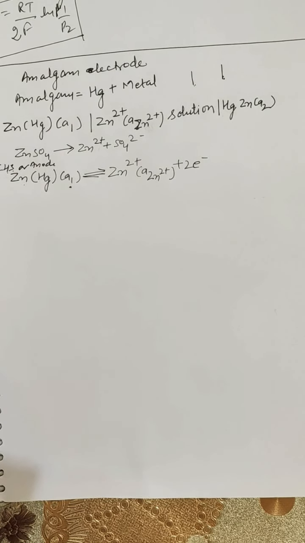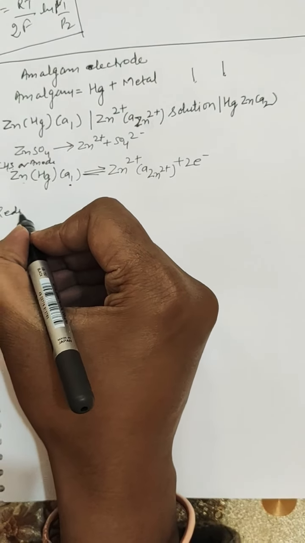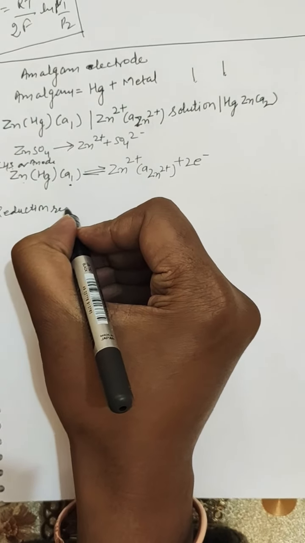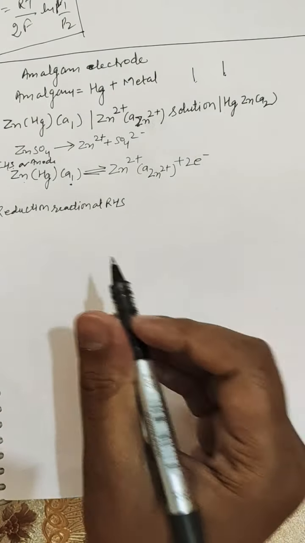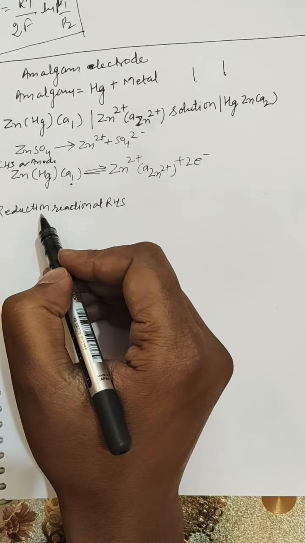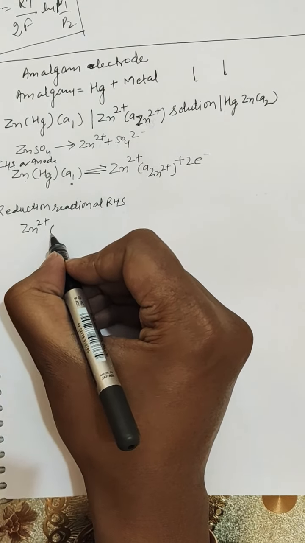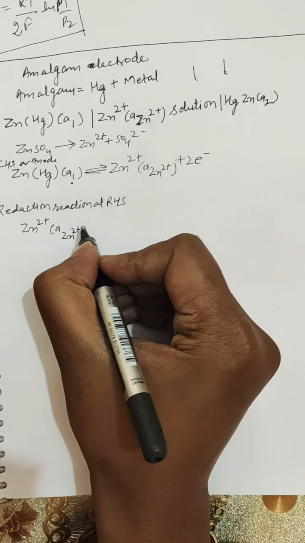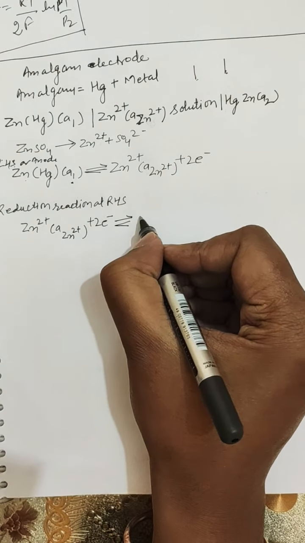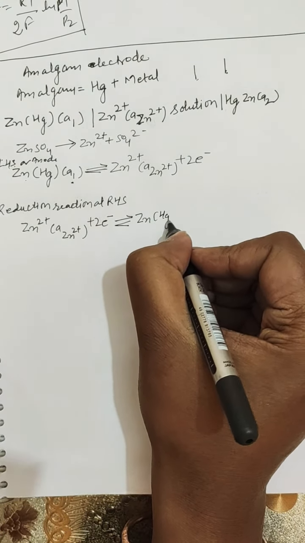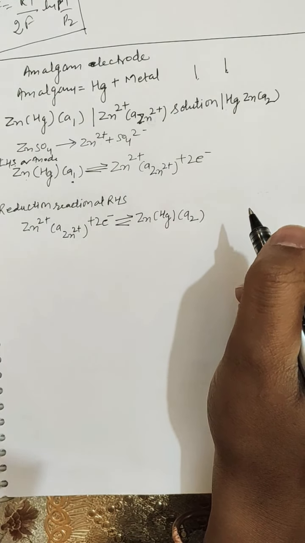So next is the reduction reaction at the right hand electrode, that is at the cathode. Reduction takes place at the cathode, and the reduction reaction is zinc 2 positive, and its activity was A Zn2 positive, gaining 2 electrons and reducing itself to zinc Hg at A2. So this is the reduction reaction.